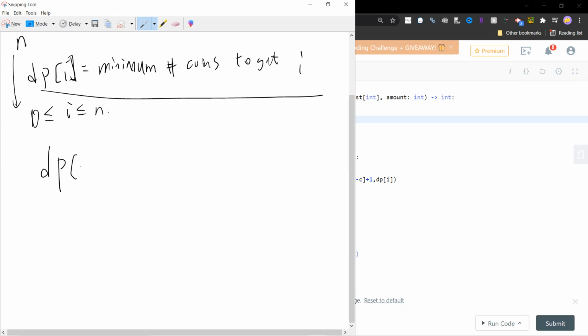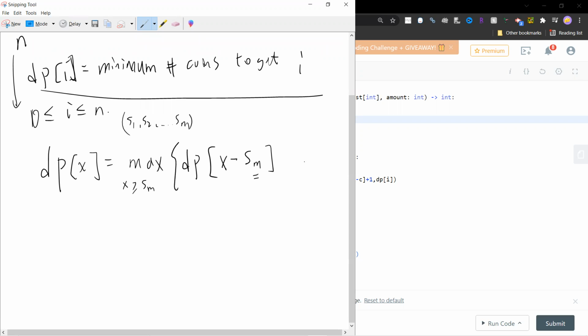So what's dp[x]? Let's say the possible coins are s1, s2, up to sm. Okay, so you need to consider all the possible cases, where the last coin may be any one of them. So you just ask what is dp[x - sm]. The problem is that x - sm may be negative, so you need to make a requirement such that x is greater than or equal to sm, and then you take all the possible cases. So the answer will be the maximum, and you add 1, and you choose over all m.